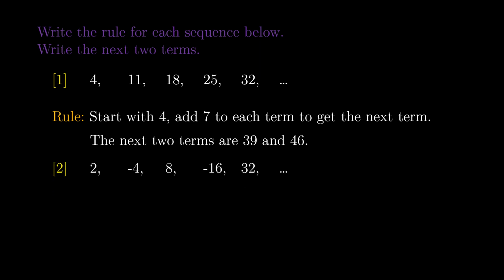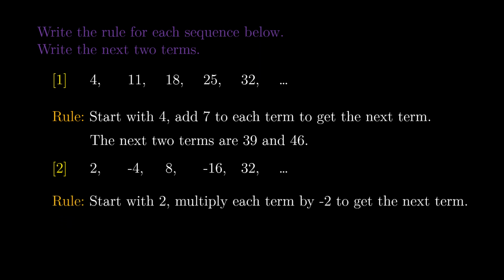Number 2, we have 2, negative 4, 8, negative 16, 32, and so on. So as you can see, it seems like each term is multiplied by negative 2. So start with 2, multiply each term by negative 2 to get the next term. Then the next two terms are, we'll multiply 32 by negative 2, that is negative 64, then multiply negative 64 by negative 2 again, that's positive 128.